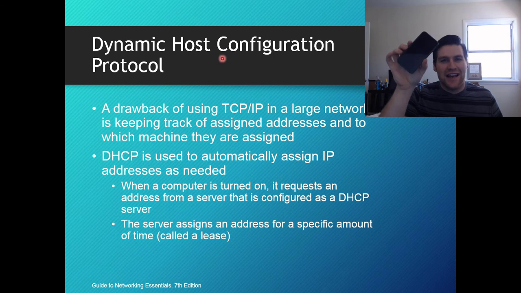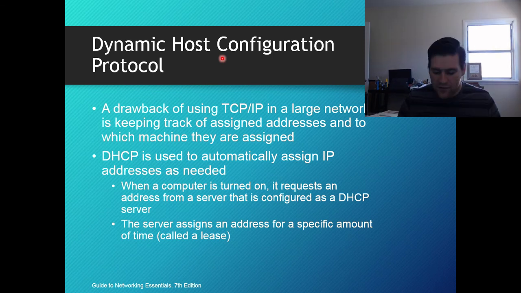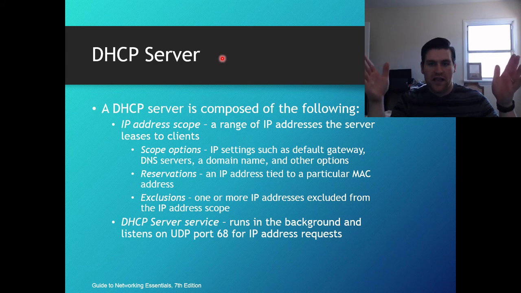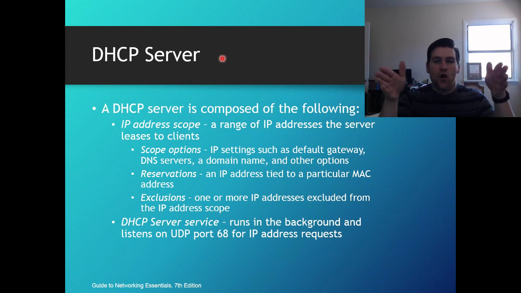So DHCP server information is composed of the following. IP address scope, first and foremost. This is going to be the range of IP addresses that the server has leases that it can hand out. So the range is going to go from this IP address to this IP address. Okay, that's the scope. Scope options include settings like default gateway, DNS servers, a domain name, and WINS server and NetBIOS name.